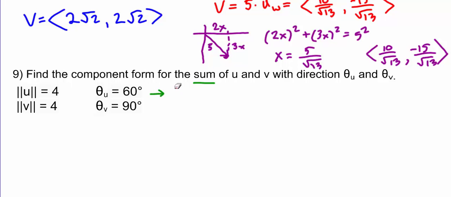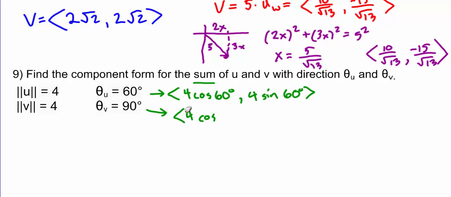The first one, I know the direction and I know the magnitude. So this is going to be 4 cosine 60 degrees and 4 times the sine of 60 degrees. Again, that cosine, we connect with our x value. The sine, we connect with the y value. You may have seen that before. Well, in the unit circle and everywhere else we've done trig, we've done that same thing.